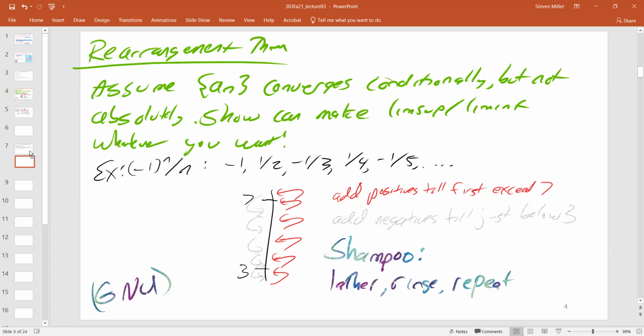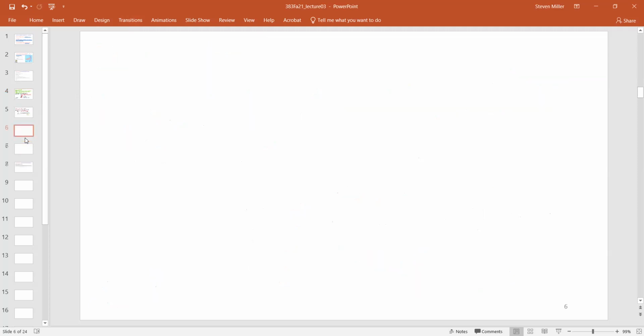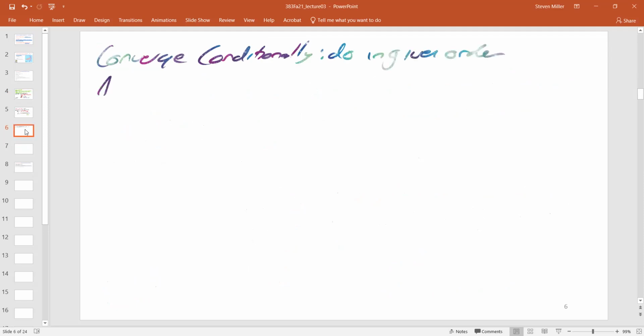So as an exercise, I'm just popping up another blank sheet. Converge conditionally: do it in the given order. Converge absolutely: converges with absolute values.